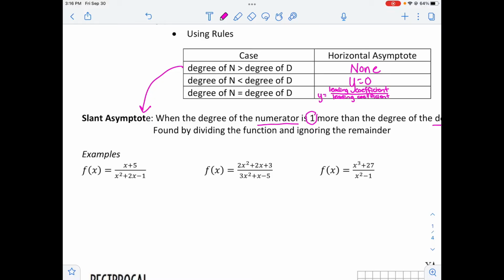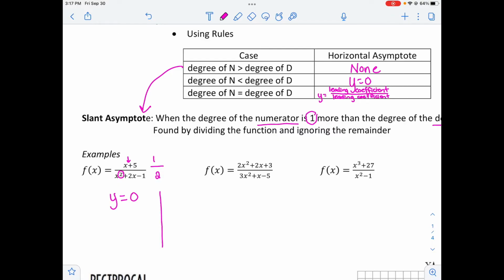So we're going to look at our degree here. So we look here and we see a degree right there. There's no number, so we know that's a degree of 1. And down here, our degree of this is 2. Okay, so we have the numerator is 1 and the denominator is 2. So when we look up here, we know that the degree of the numerator is less than the degree of the denominator, so we're going to have an equation for our horizontal asymptote that is y equals 0.